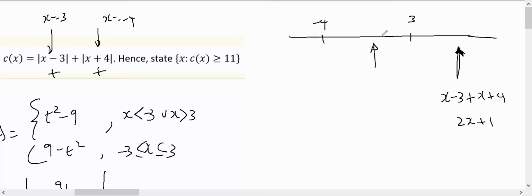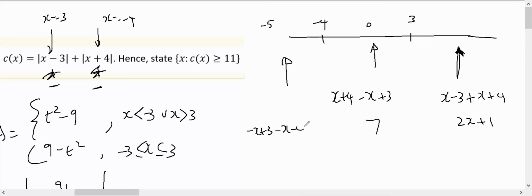In here, for example, when x is equal to 0, that will be positive, but that will be negative. Therefore, it's going to be x plus 4 minus x plus 3, going to equal 7. And in here, for example, -5, that will be negative and that will be negative. Therefore, I need to multiply and have -x plus 3 minus x minus 4, minus 2x minus 1.